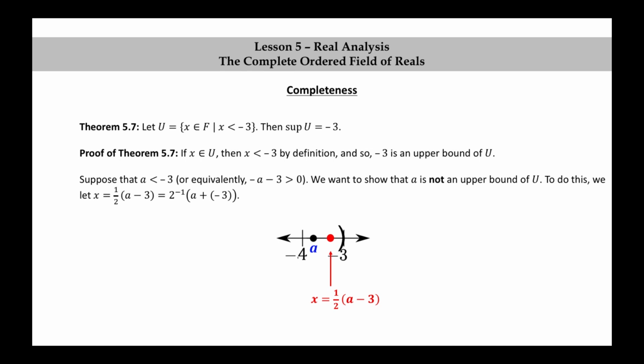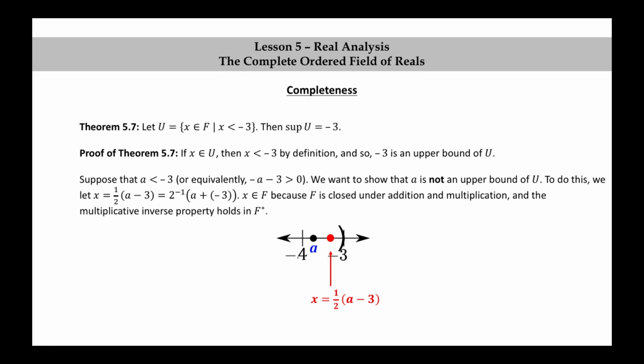Now, 1/2 can be rewritten as 2 to the minus 1, or 2 inverse. And A minus 3 can be rewritten as A plus -3 by the definition of subtraction. x is in the field F because F is closed under addition and multiplication, and the multiplicative inverse property holds in F star. We will show that x is between A and -3.